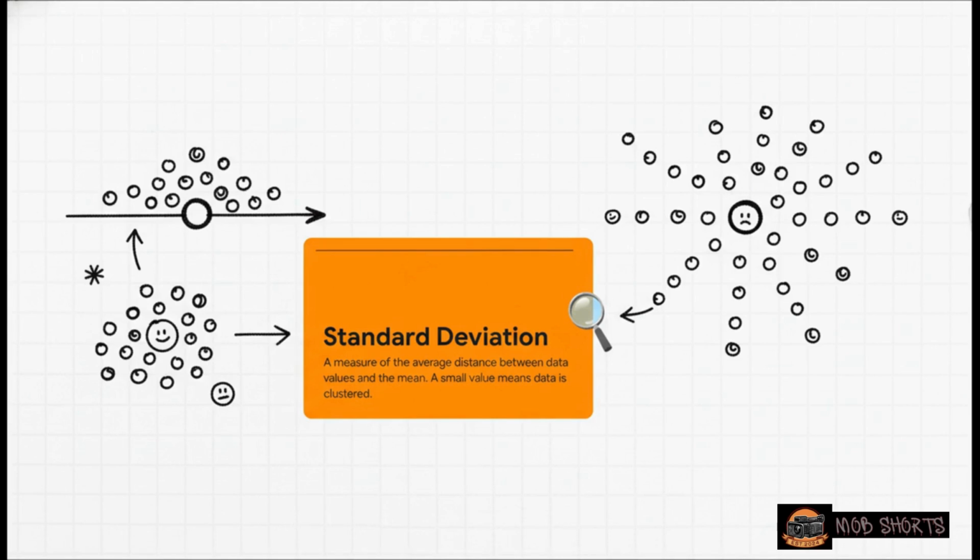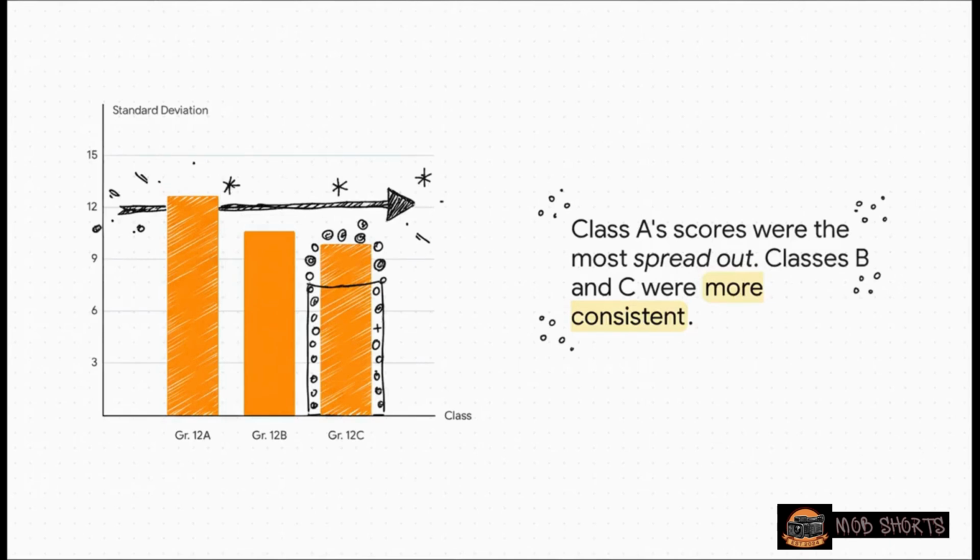A big one, that means the scores are scattered all over the map. And check this out. Here's what it looks like for our 3 classes. See that? Class A has a way bigger standard deviation than the other 2. That confirms what we were suspecting. Their scores were all over the place. Meanwhile, classes B and C are much more tightly packed, much more consistent.